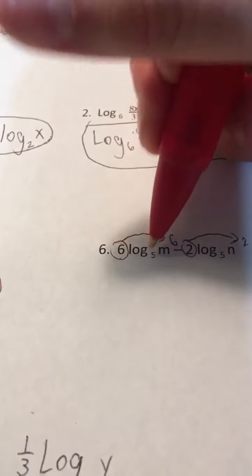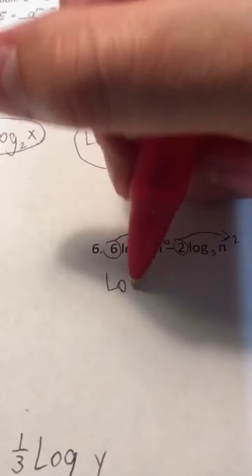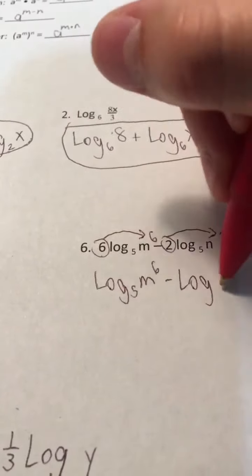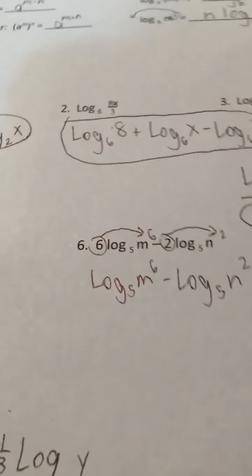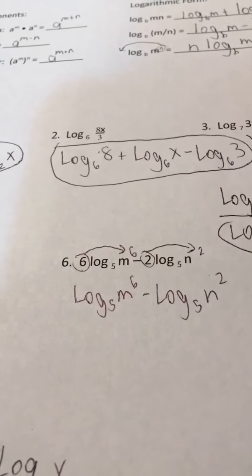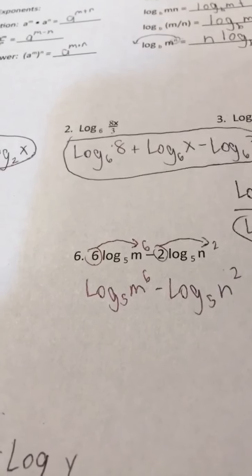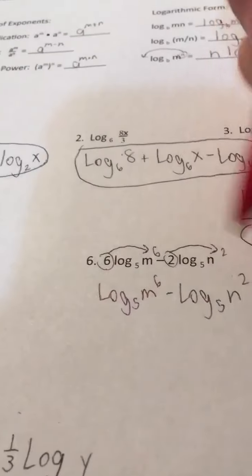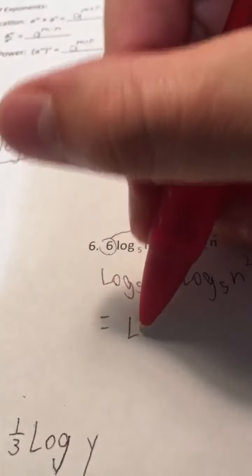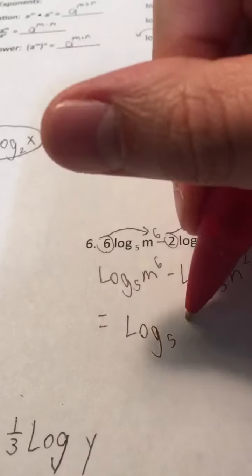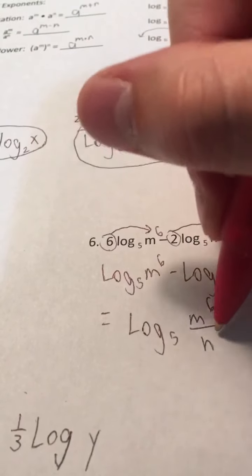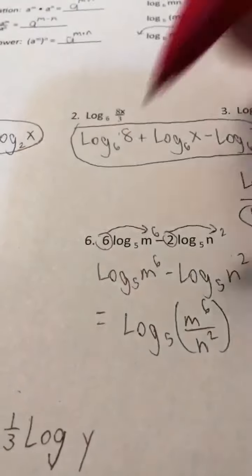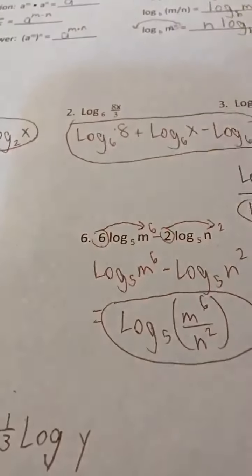So this is like saying log base 5 of m to the 6th, let me just write that, log base 5 of m to the 6th minus log base 5 of n to the 2nd. Now we're not done because remember our final answer when we're condensing should have how many logs? 1. We've got 2. So this is subtraction. We need to turn it into division. So my final answer, I would say log base 5 of m to the 6th divided by n to the 2nd. All right, again, you could put that in parentheses if you want. It's not really wrong if you don't, but there it is.